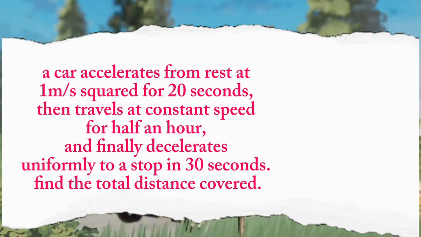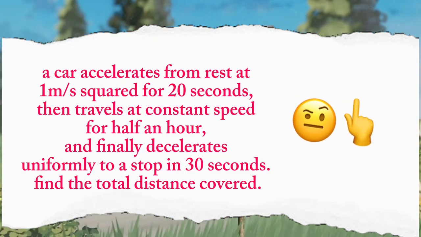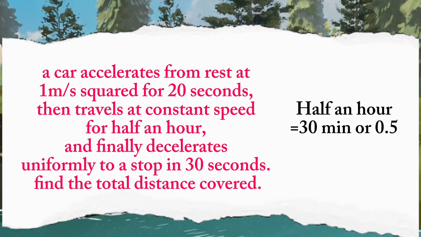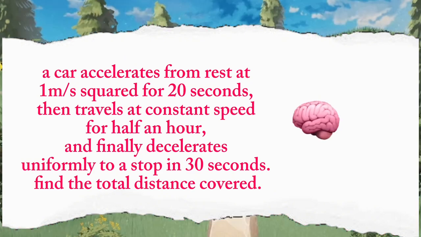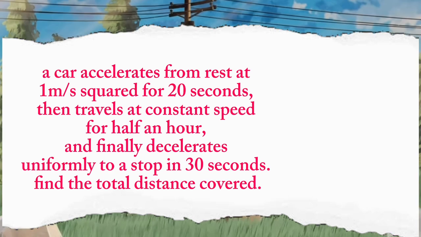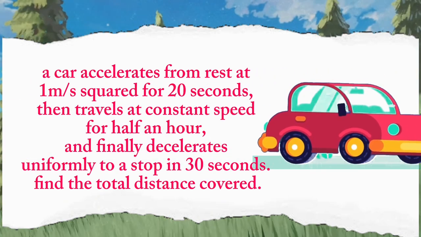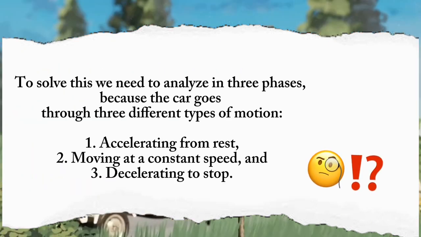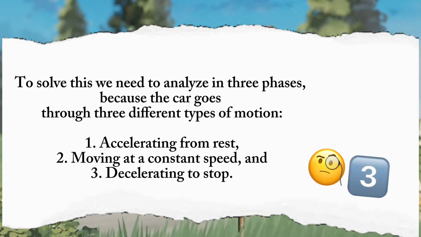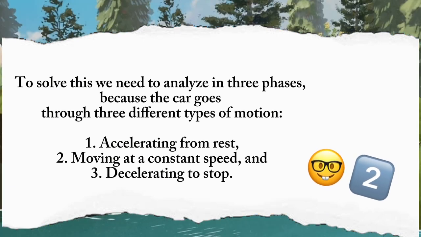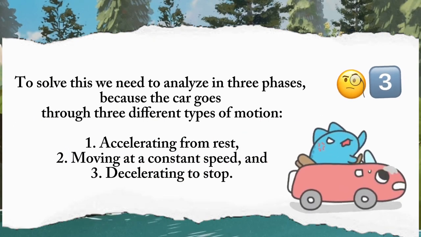A car starts from rest, accelerates at 1 meter per second squared for 20 seconds, then travels at a constant speed for 30 minutes, and finally slows down uniformly to a stop in 30 seconds. Our task is to find the total distance covered by the car. To make this easier, let's divide it into 3 phases. Number 1, accelerating from rest. Number 2, moving at a constant speed. And number 3, decelerating to stop.